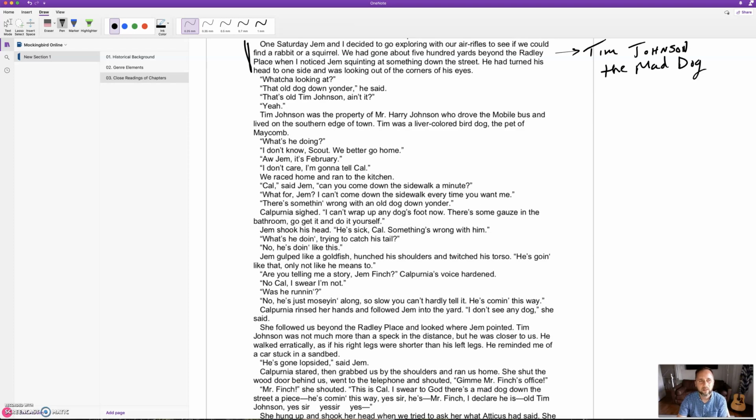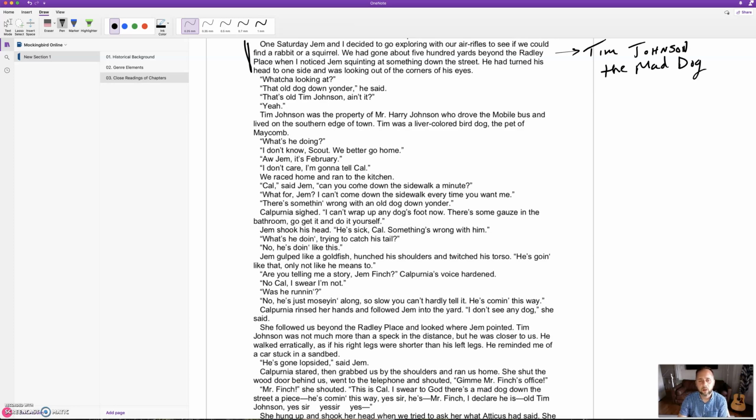"What's he doing?" "I don't know, Scout. We better go home." "Ah, Jem, it's February." "I don't care. I'm going to tell Cal." We raced home and ran to the kitchen. "Cal," said Jem, "can you come down the sidewalk a minute?" "What for, Jem? I can't come down the sidewalk every time you want me." "There's something wrong with an old dog down yonder." Calpurnia sighed. "I can't wrap up any dog's foot now. There's some gauze in the bathroom. Go get it yourself."